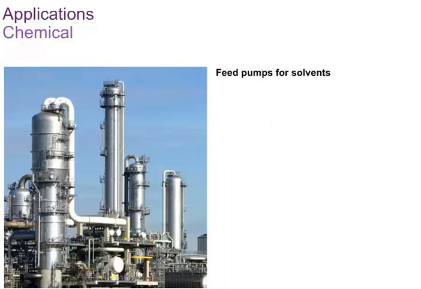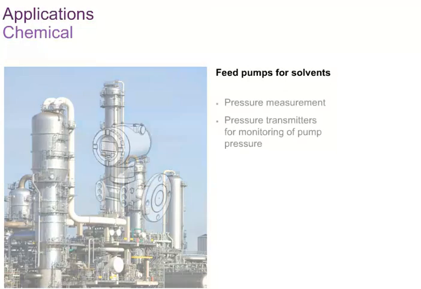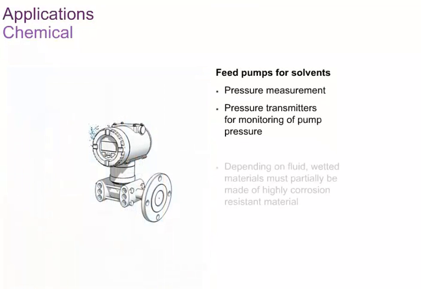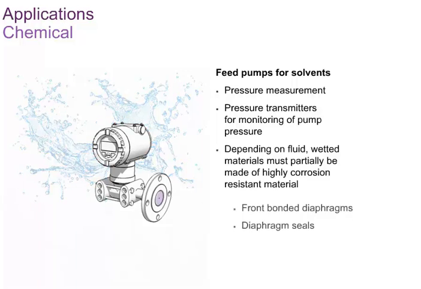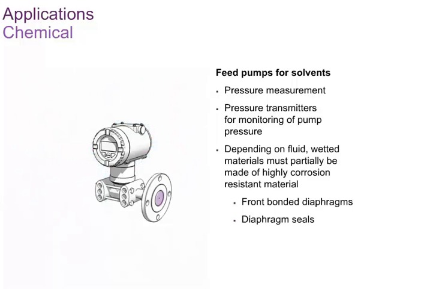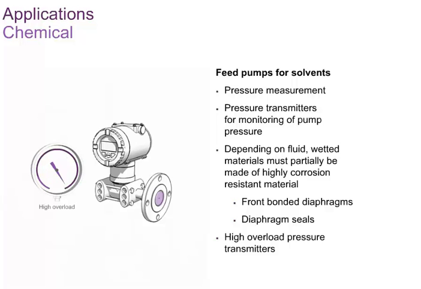Pressure at feed pumps for solvents must be monitored with pressure transmitters. Depending on the fluid, the material in contact with the medium may need to be made in part of highly corrosion-resistant material. To avoid dead space at the transmitter connection, front-bonded diaphragms or diaphragm seals will be used. Near a pump line, shocks very often occur. Pressure transmitters designed for high overload avoid damage to the sensor element.